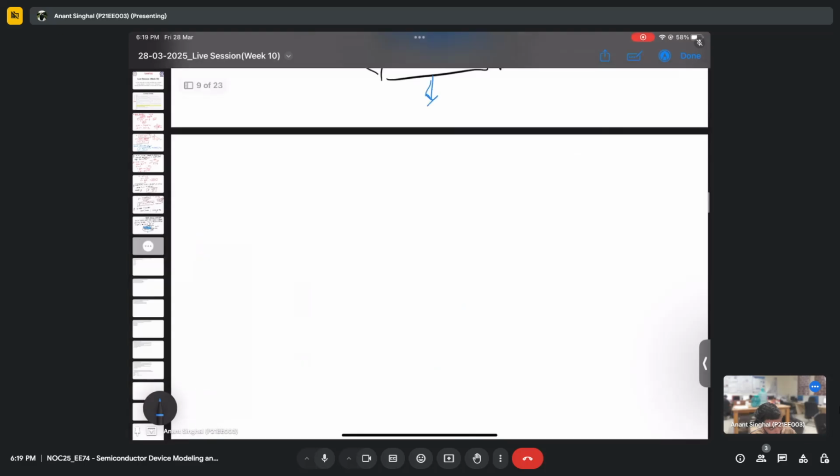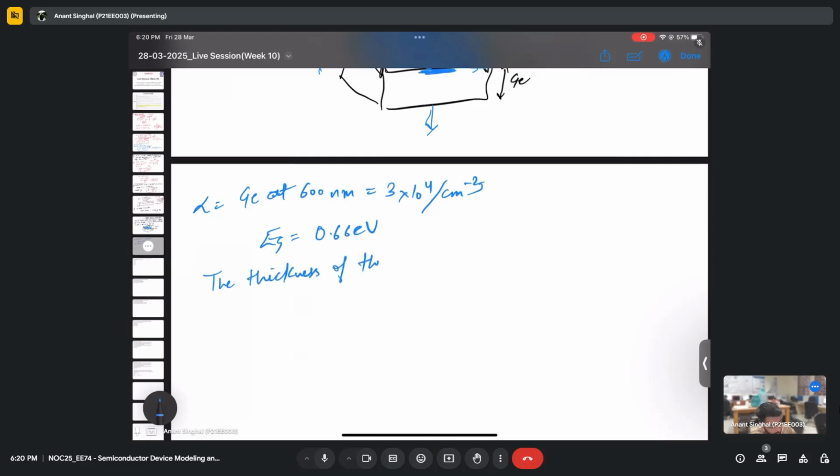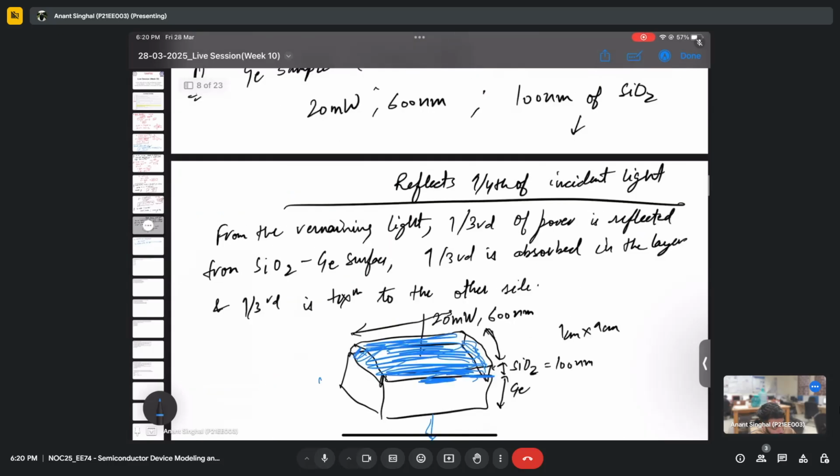Now it says the alpha for the germanium, given at 600 nanometer only, is 3 times 10 to the 4 per centimeter, and the band gap is 0.66 electron volt. What we need to find is the thickness of the germanium layer. So this is a very good problem. I guess it is some GATE problem way back, but it was a very good problem.